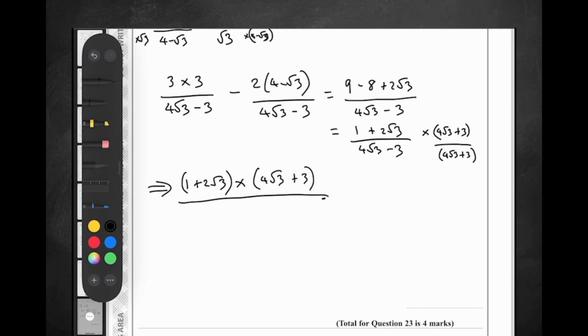So 4 root 3 times 4 root 3 is going to be 16 times 3. 4 root 3 times positive 3 is going to be 12 root 3. 4 root 3 times negative 3 is going to be negative 12 root 3. And minus 3 times 3 is minus 9. So I've fully expanded these two out and we've multiplied them together.